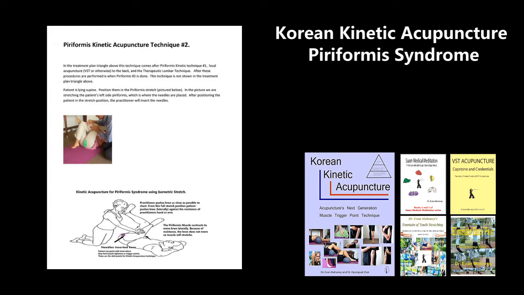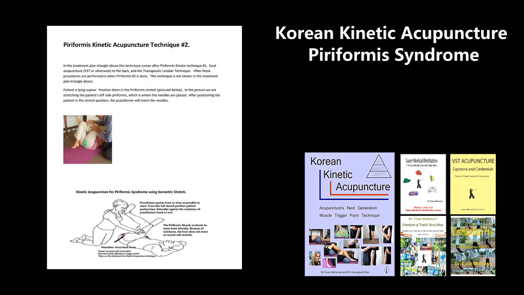You're crossing the legs, you're bringing the leg up to the chest. That stretches the piriformis. The patient is instructed to push the knee outwards, laterally, to the side, and the piriformis is contracting to move the hip, but the practitioner resists, so the only option is that the muscle will stretch. This is the isometric stretch. You can repeat this technique 5 to 10 times, and then you can do it without the needles.